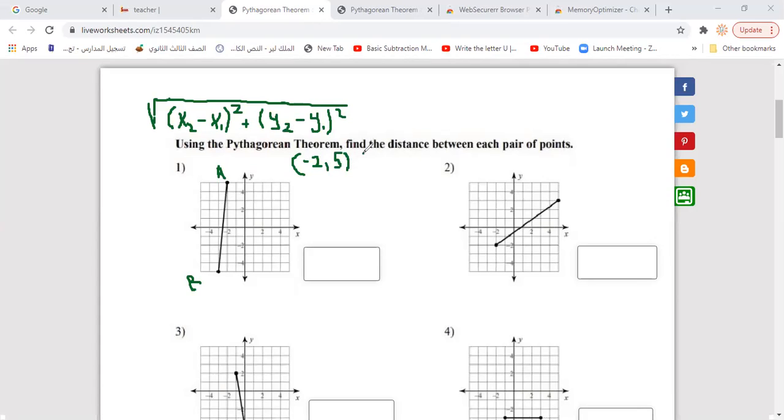Okay. Second, B is -3 and -5. Any objection? No. Let me ask you another question now.